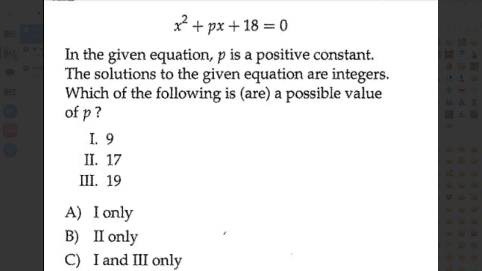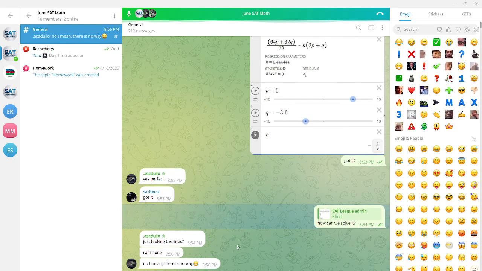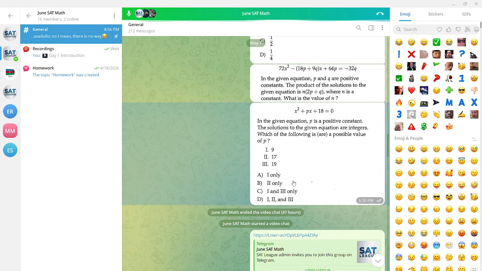I am done. Can you show me the picture of how you solved it, if it is possible? Or you can tell me there is no way. All right, all right, all right. Let me show you the easiest way.